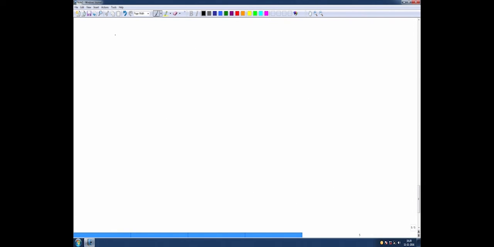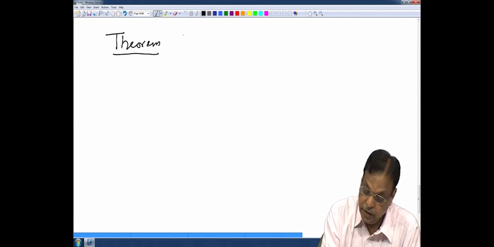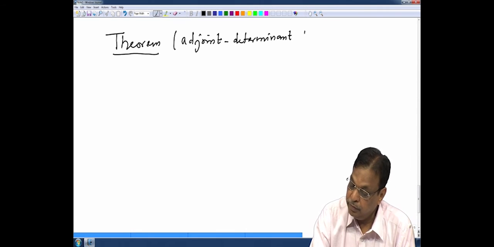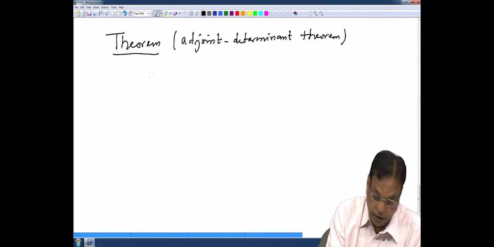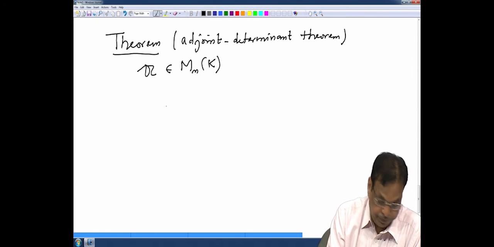Okay, so the main theorem is the following theorem. This I will keep referring to as the adjoint determinant theorem. So, A is any square matrix with entries in an arbitrary field K.